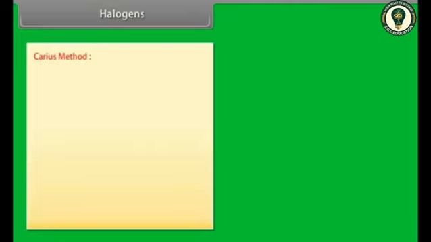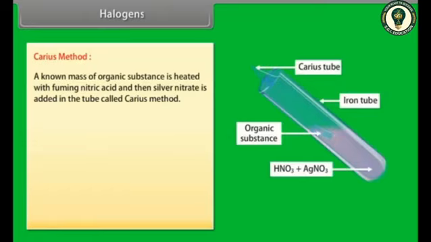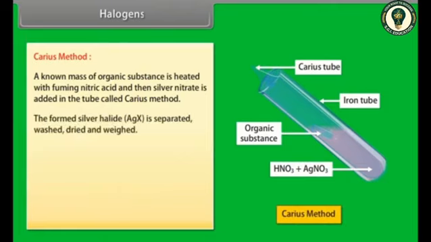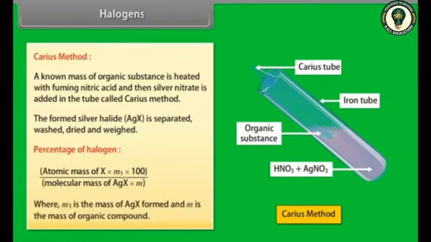Halogens. Carius method. A known mass of organic substance is heated with fuming nitric acid and then silver nitrate is added in a tube, called the Carius method. The formed silver halide is separated, washed, dried and weighed. Percentage of halogen: atomic mass of X × M1 × 100 divided by molecular mass of AgX × M, where M1 is the mass of AgX formed and M is the mass of organic compound.